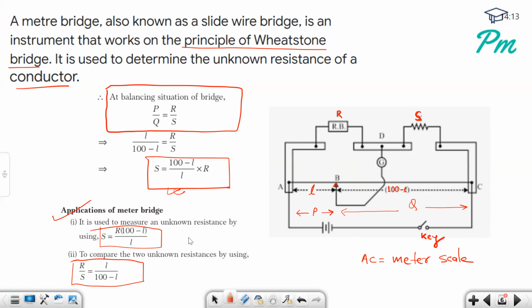So these are the basic principle and applications of meter bridge.